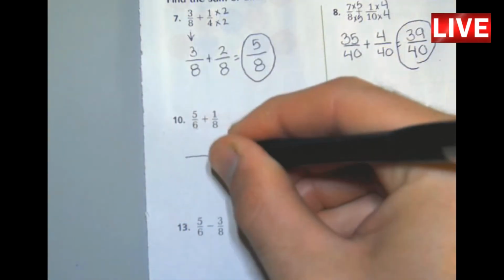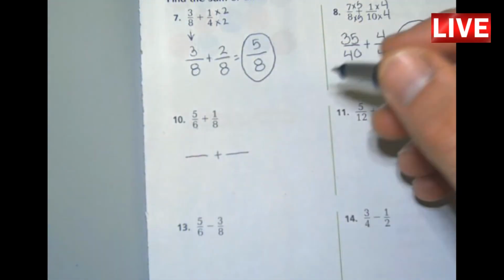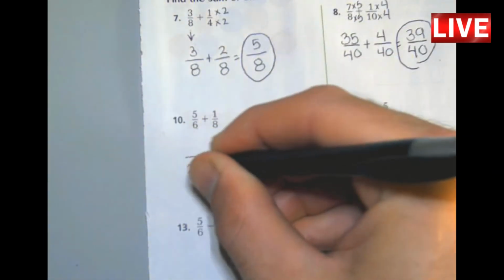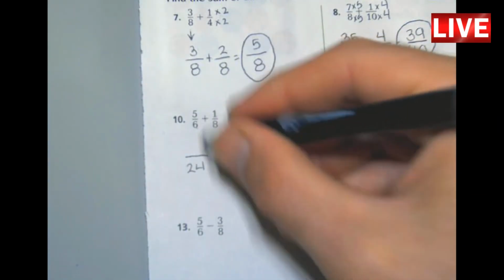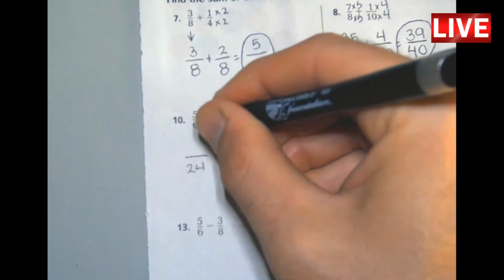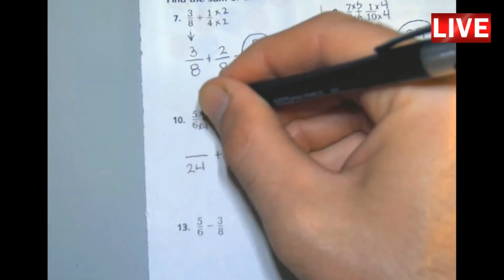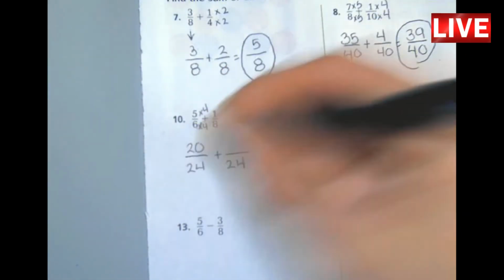Check to see if 6 can go into 8. It cannot, so we need to make two new fractions. Smallest number that 6 and 8 have in common, you could go with 48, but you're going to have bigger numbers. The smallest one they have in common is going to be 24. We ask ourselves what times 6 gets me to 24. That would be 4. So we're going to do 5 times 4, which would be 20.